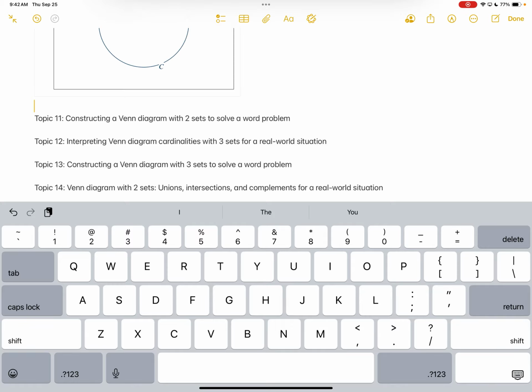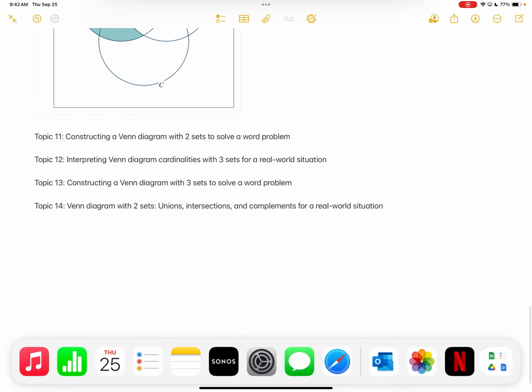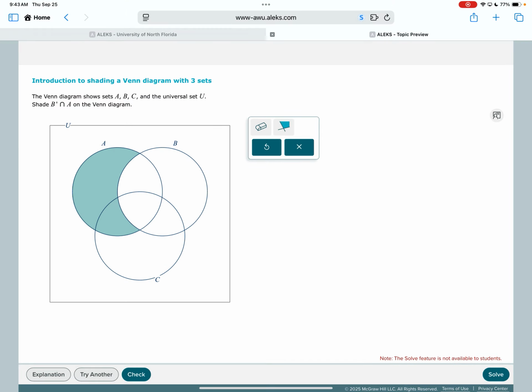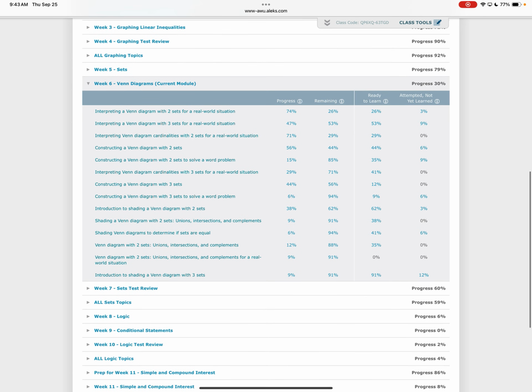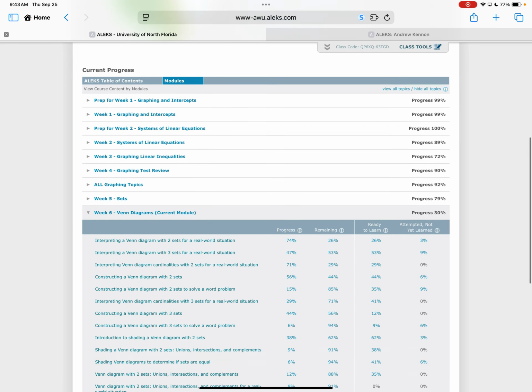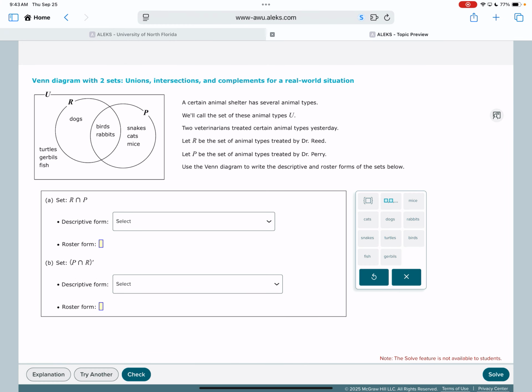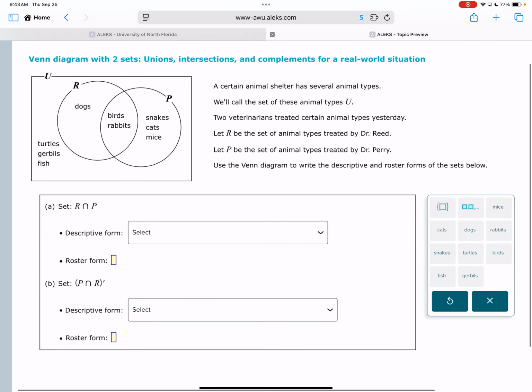All right, constructing a 2. I might skip topics here just a second. What is this one? Yeah, let's do this one first, and then we'll go to the other stuff.